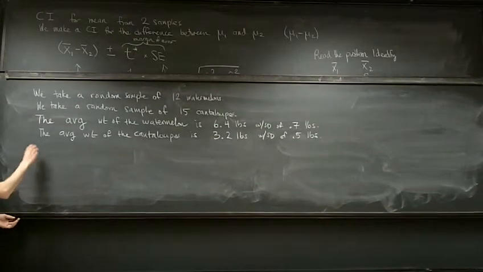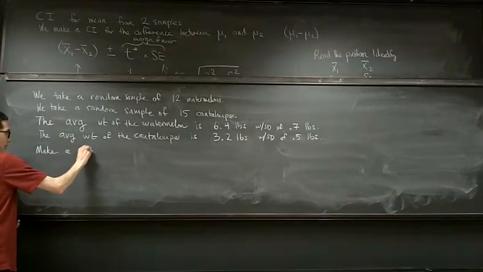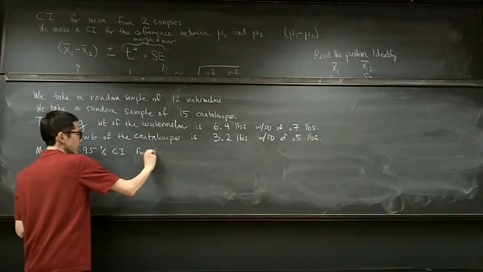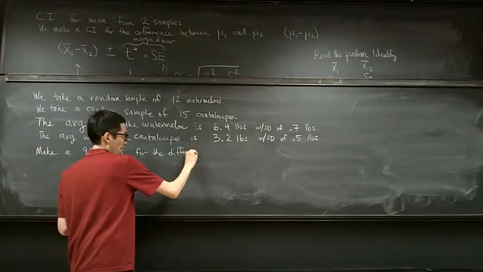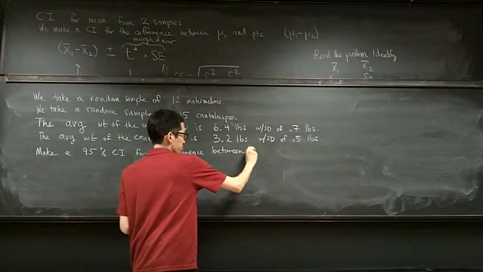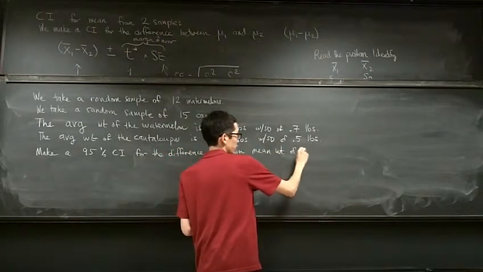Alright, let's make a 95% confidence interval for the difference between mean weights of watermelon and cantaloupe.